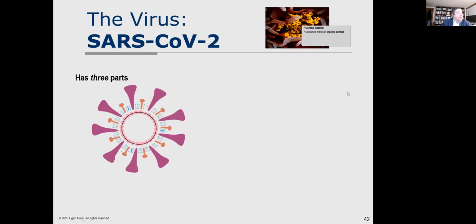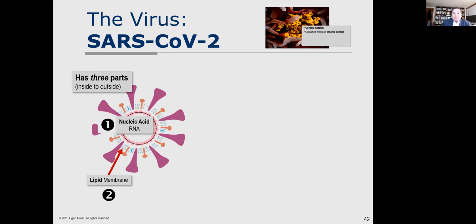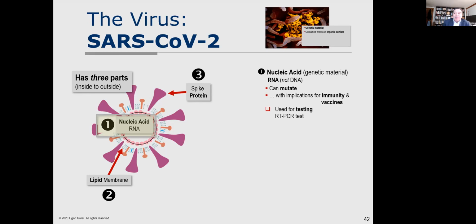So if we talk about the basic structure of the virus, it has three parts going from inside to outside. It has the nucleic acid, or the genetic material that we talked about, which in this case is RNA, ribonucleic acid, as distinct from DNA, and that has important implications. Second, it has a lipid membrane. Lipid is a kind of fat. And third, on the surface, it has proteins, most notably what's known as the spike protein. So those are the three major parts of the SARS-CoV-2 virus: the nucleic acid genetic material, the lipid membrane, and the protein. So let's look at these in a little bit more detail.